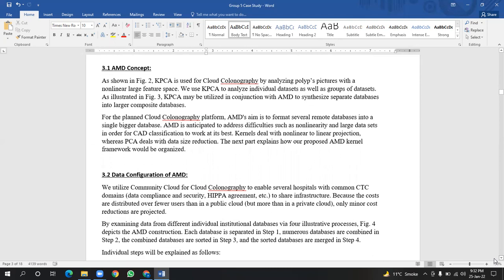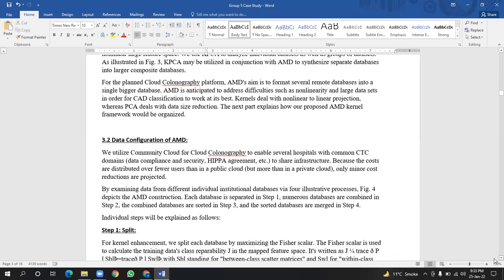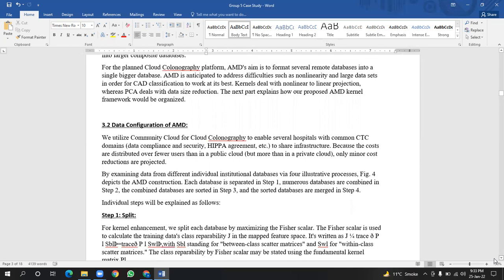From the planned cloud colonography platform, AMD aims to format several remote databases into a single bigger database. AMD is anticipated to address difficulties such as non-linearity and large datasets in order for CAD classification to work at its best. Kernels deal with the non-linear to linear projection, whereas PCA deals with the data size reduction. The next part explains how our proposed AMD kernel framework would be organized.